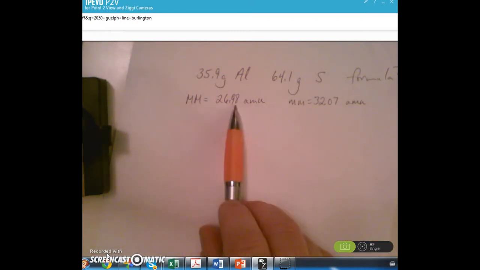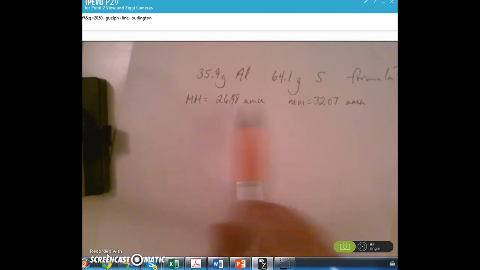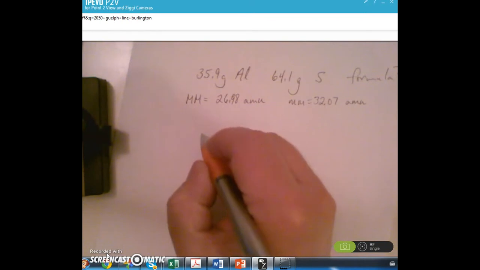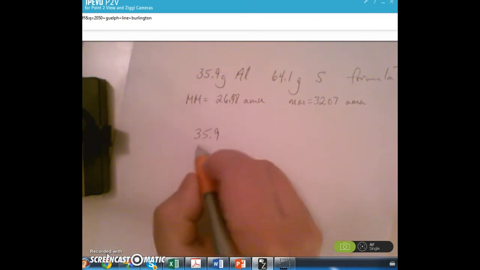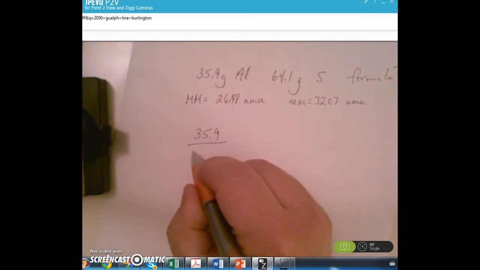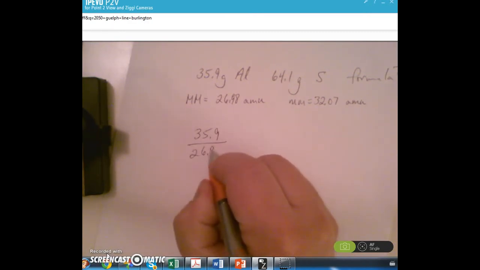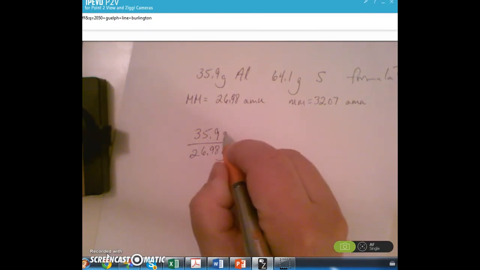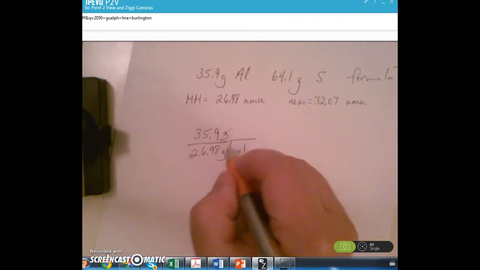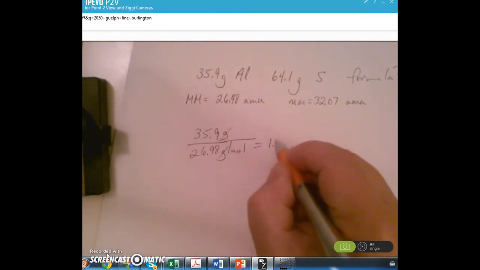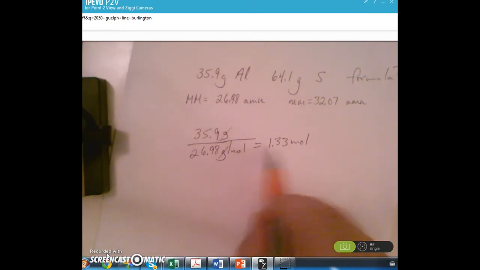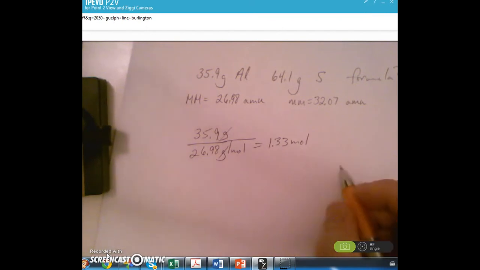So we'll need the mass of a mole of aluminum and the mass of a mole of sulfur. Using these, we can solve for the number of moles of aluminum. The moles comes up to the top. We get 1.33 moles of aluminum.